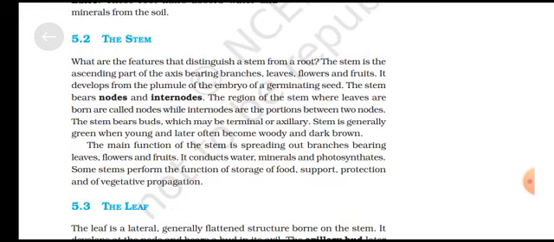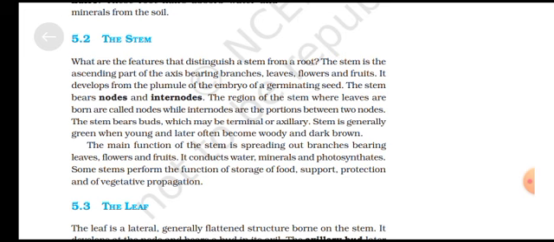The stem. What are the features that distinguish a stem from a root? The stem is the ascending part of the axis, bearing branches, leaves, flowers, and fruits. It develops from the plumule of the embryo of a germinating seed. The stem bears nodes and internodes. The region of the stem where leaves are borne is called nodes, while internodes are the portions between two nodes. The stem bears buds, which may be terminal or axillary. The stem is generally green when young and later often becomes woody and dark brown.